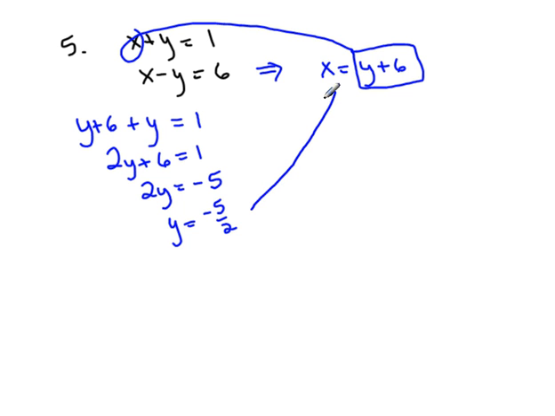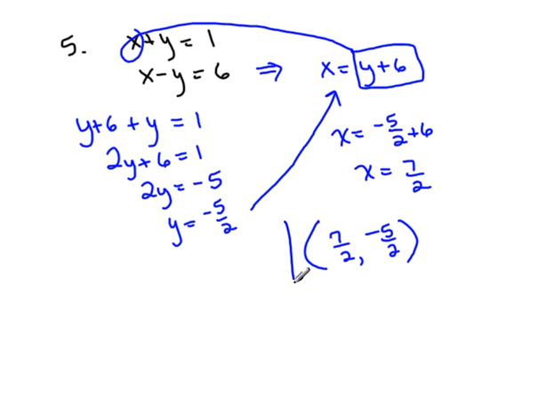To find x, let's substitute into this equation. You could substitute it into either one, but this one's already solved for x, so I'm going to substitute it there. So negative 5 halves plus 6, that means x equals 7 halves. Again, you're not finished until you write your answer as a point, x first, so x comma y, and there's the solution to that system.